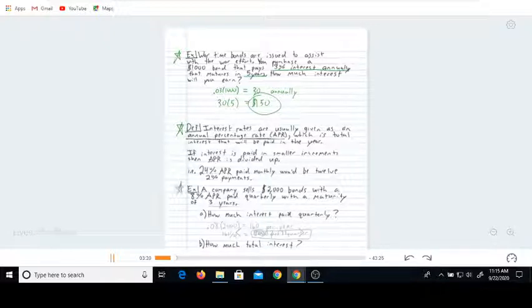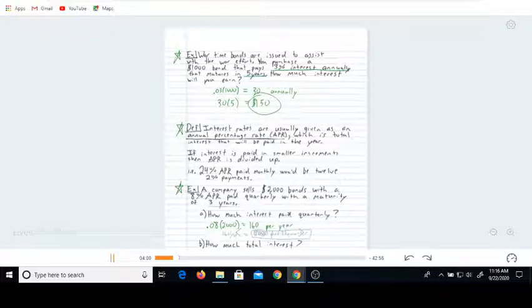So let's look at this next example. A company sells $2,000 bonds with an 8% APR paid quarterly with a maturity of 3 years. How much interest is paid quarterly? So it's going to be 8% per year. That's the annual part of an APR. So it's 8% of the $2,000 per year, which comes out to $160 per year. So that's how much interest is paid out per year.